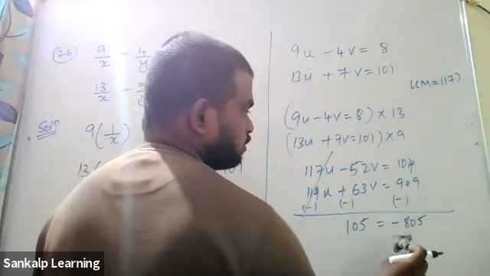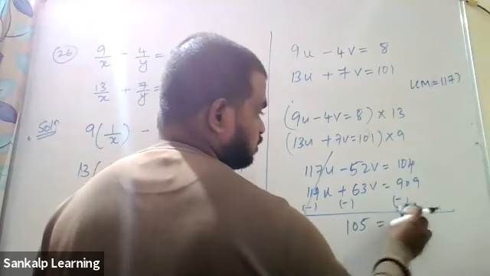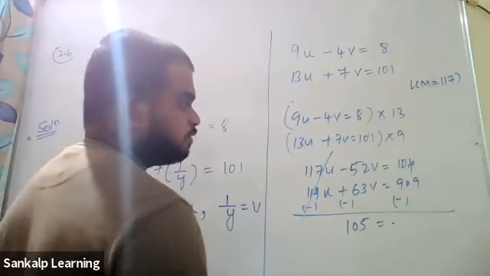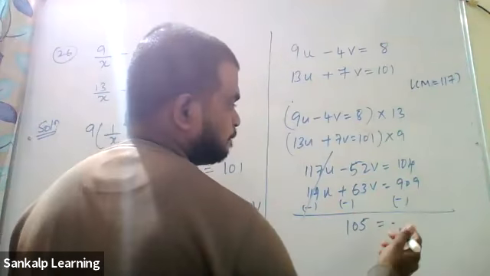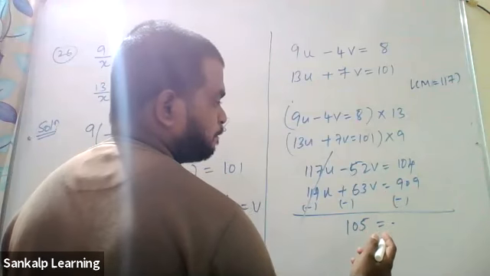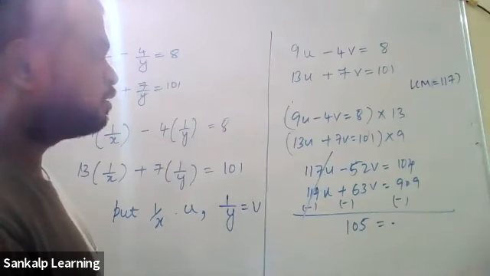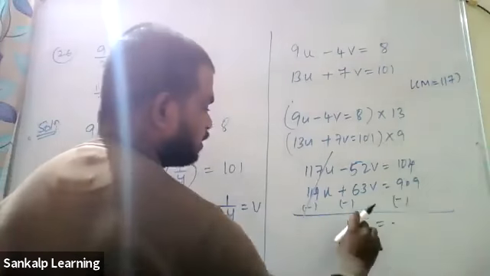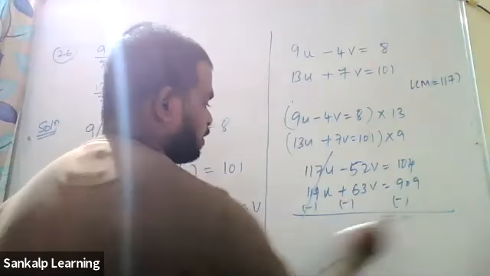Yeah, is it correct? No, I guess. 805 is correct, right? 5, 6, 7, 8, 9, 10, 11. Sir, it's 115, sir. Which one is 115? Sir, 105. 52 plus 63. Yeah, 115. I'm sorry.